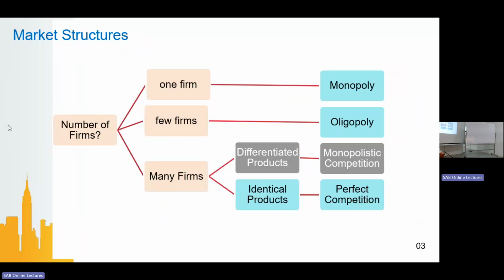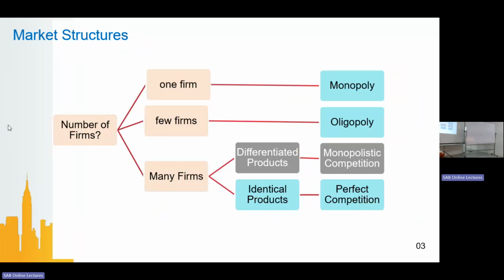So based on the number of firms, if there is only one firm operating in the industry, then it belongs to monopoly. If there are few number of firms, then it belongs to oligopoly. Few means not many. And there are many number of firms. We have two types of market structures: monopolistic competition and perfect competition.